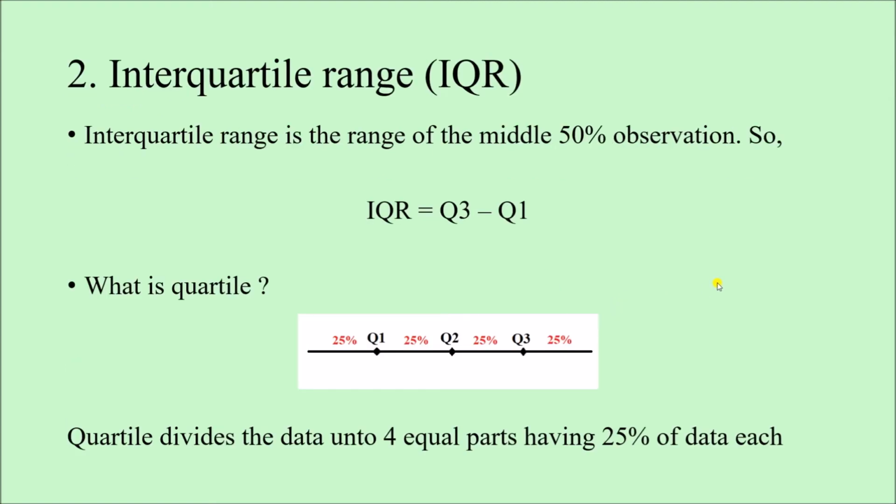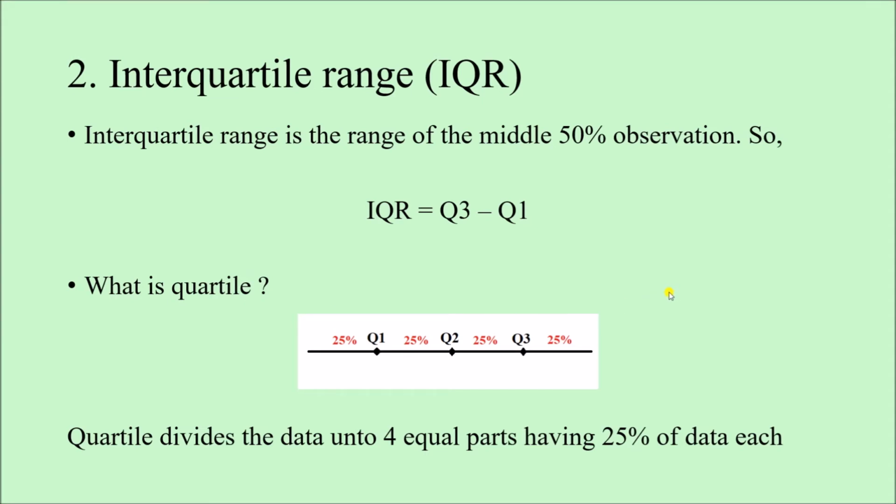Coming to the next one, that is the interquartile range. Interquartile range, as the name suggests, is the range of the middle 50% of the observations. So interquartile range can be mentioned as Q3 minus Q1. So this is the formula here. Now what is Q3, Q1? Let me explain all these things. What is quartile? First question, what do you mean by quartile? Because we have the name interquartile range, right?